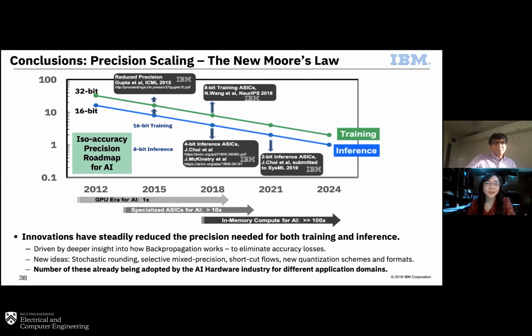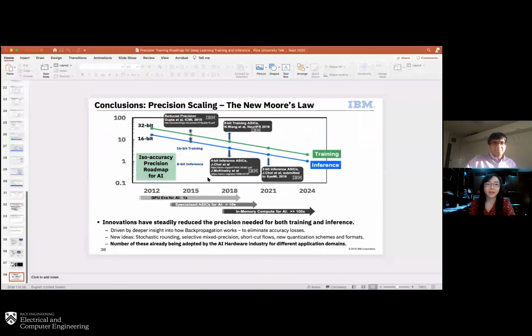You had this vision to publish, I think, the first fixed point inference work, and also the first 8-bit training work coming from the same team, and also continue to push the boundary from both algorithm and hardware.